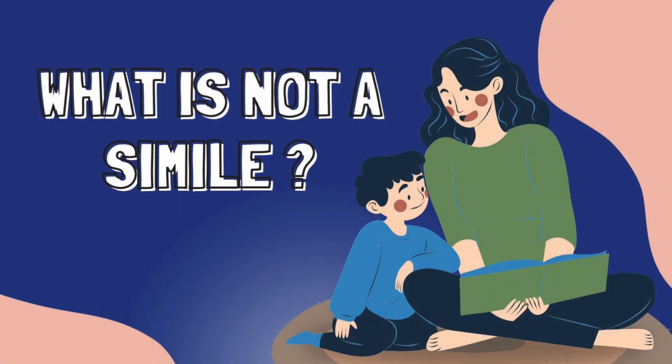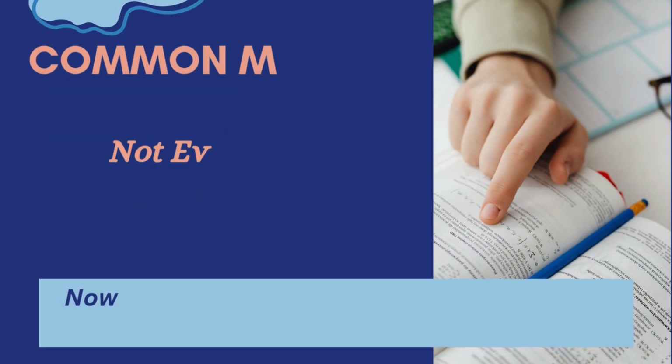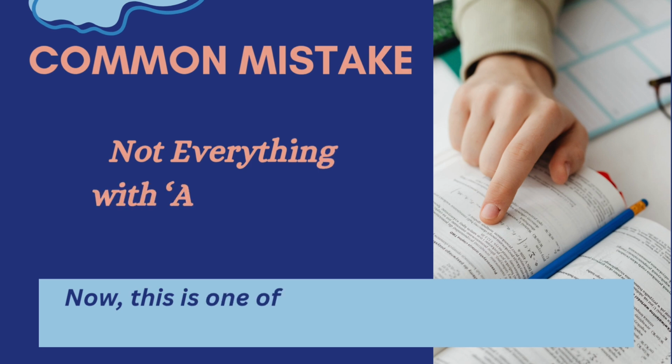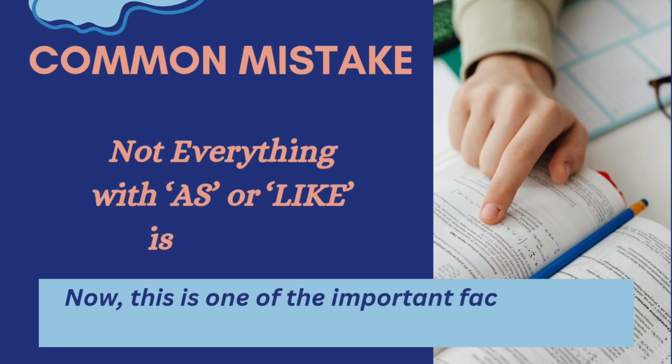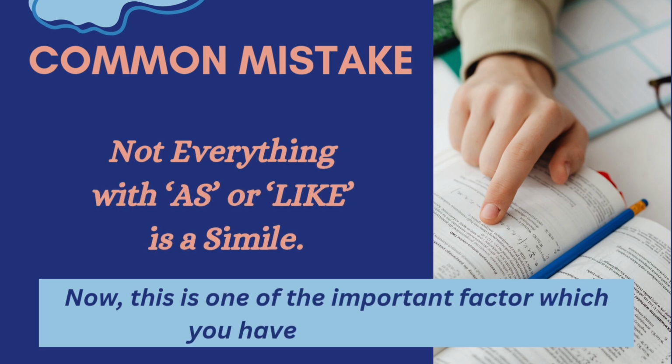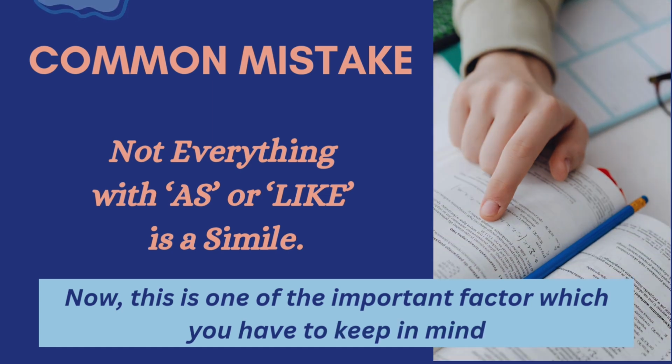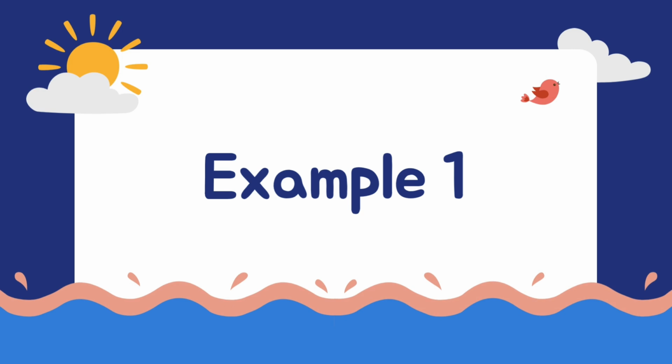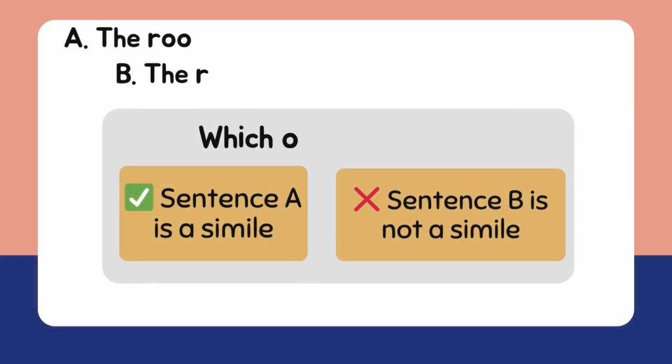But wait, here's something important. Not every sentence that uses as or like is a simile. Let's understand the difference between true simile and non-simile, because this is where many learners make mistakes. Now this is one of the important factors which you have to keep in mind. Not everything with as or like is a simile. Now let me explain it through examples.